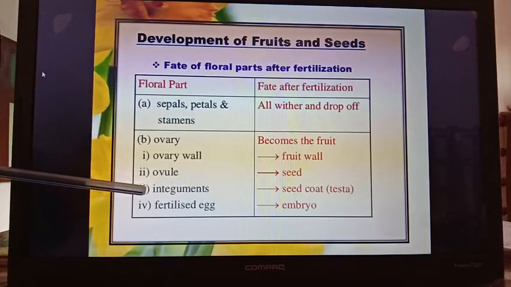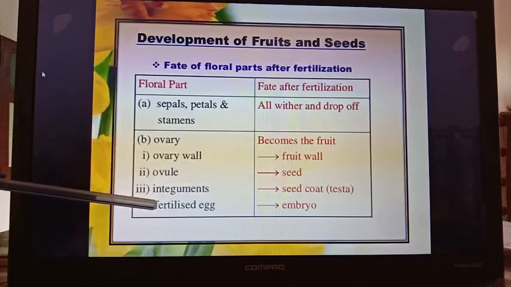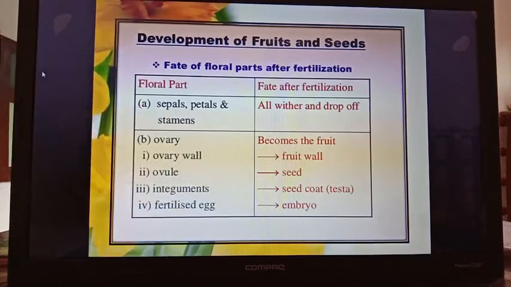Integuments, the outer covering or protective layer of the ovule, form the seed coat. And lastly, the fertilized egg forms the embryo that is situated inside the seed. So the fruit is the ripened ovary and the seed is the ripened ovule. And inside the seed, the embryo is there, which is actually the fertilized egg.